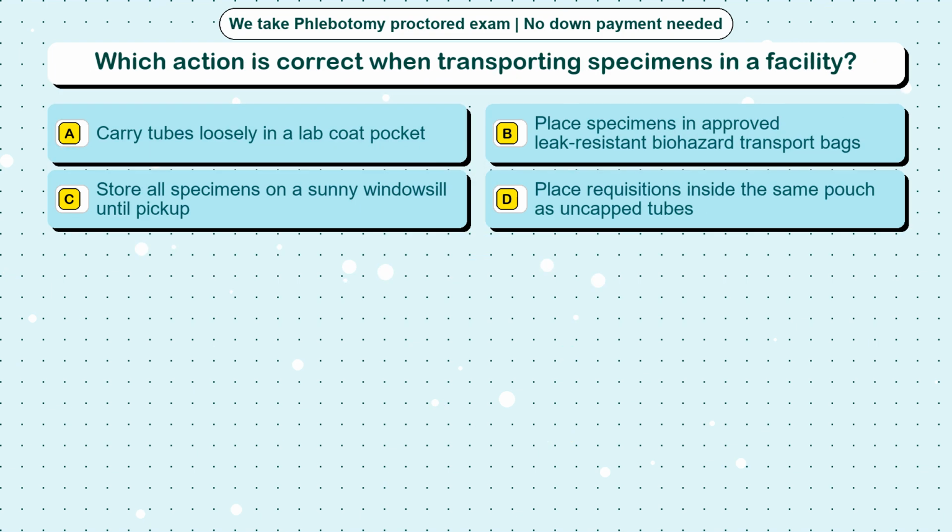Question 44. Which action is correct when transporting specimens in a facility? Option A. Carry tubes loosely in a lab coat pocket. Option B. Place specimens in approved leak-resistant biohazard transport bags. Option C. Store all specimens on a sunny windowsill until pickup. Option D. Place requisitions inside the same pouch as uncapped tubes.